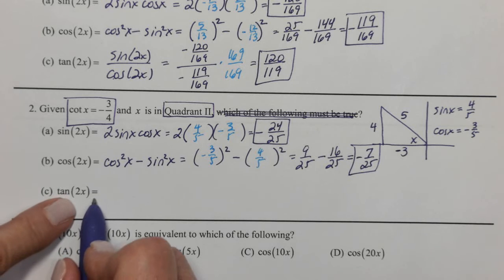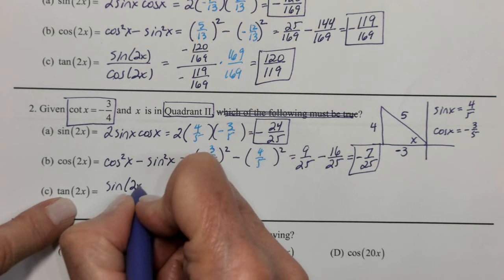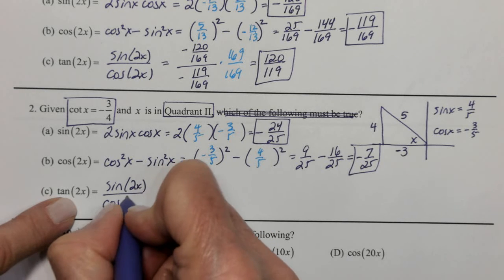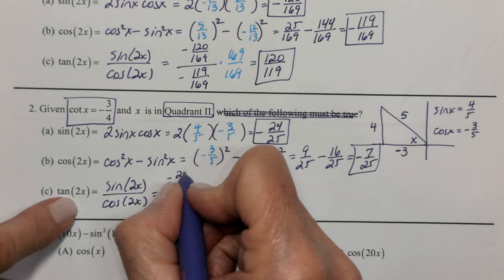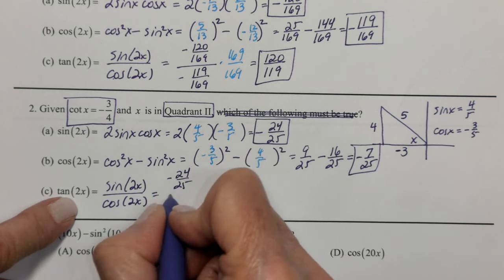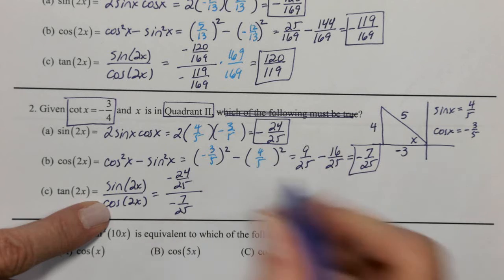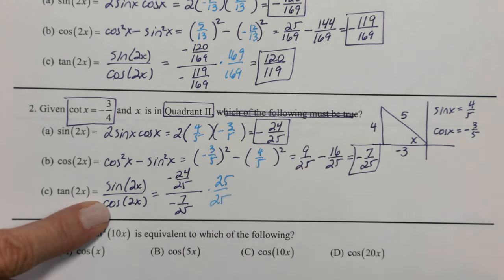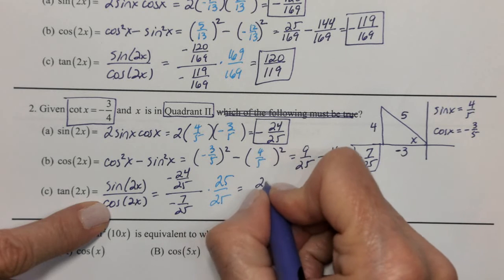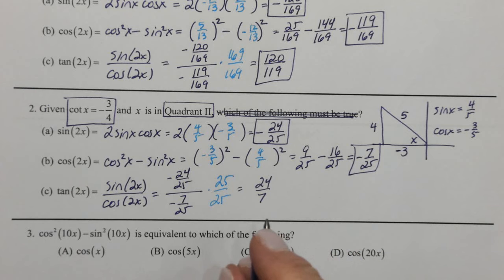Tangent of 2x is going to be sine of 2x divided by cosine of 2x. Well, sine of 2x is negative 24 over 25. Cosine of 2x is negative 7 over 25. If you multiply top and bottom by 25, we're going to get 24 over 7. And it's going to be positive because they're both negative there.